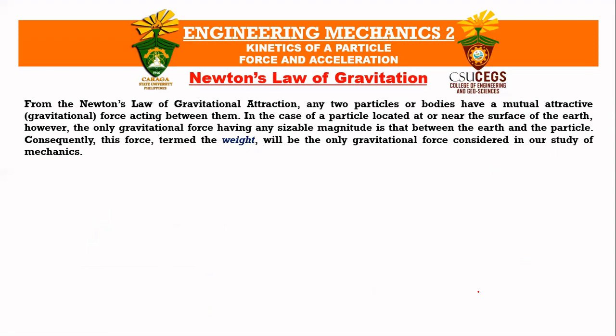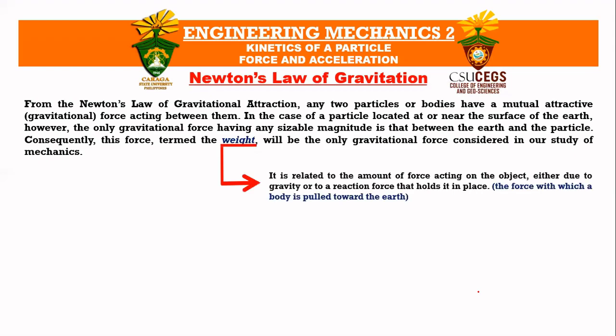So in the case of a particle located at or near the surface of the Earth, the only gravitational force having any sizable magnitude is that between the Earth and the particle. Consequently, this force, which is termed the weight, will be the only gravitational force considered in our study of mechanics. When we define weight, it is the amount of force acting on the object, either due to gravity or to a reaction force that holds it in place. So this is actually the force with which a body is pulled toward the Earth.